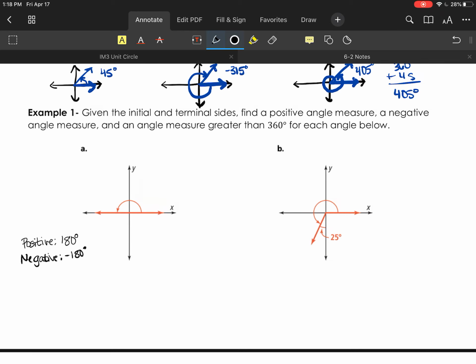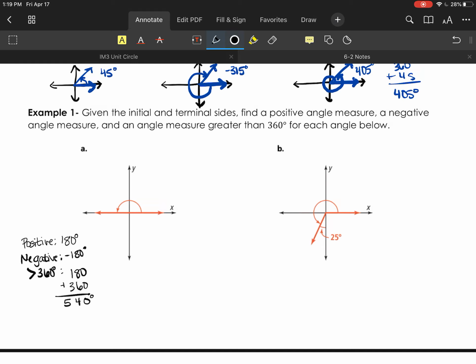Then it says find an angle measure that's greater than 360 for it. All you have to do is add 360 to the positive one. So for something greater than 360 degrees, all I'm going to do is take 180 and add 360. You can just plug that into your calculator. You should get 540 degrees, which we're not used to seeing degree measurements that big, but that's okay. That just means you went around more than once. So 540 degrees.